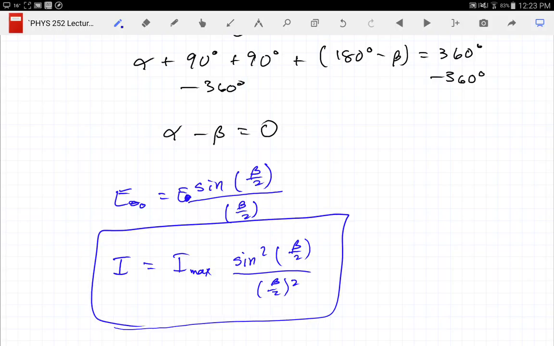Now we're out of time, so I won't continue with the derivation, but that does tell you you're going to get zeros anytime beta over 2 is equal to an integer multiple of pi. And you'll get your minima, well, you can go through and do it.